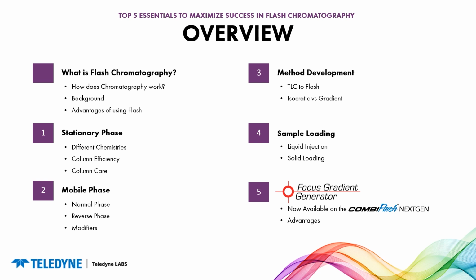Then we'll transfer on to the mobile phase. We'll talk about the difference between normal and reverse phase. We'll also talk about modifiers and how adding these modifiers can give us better resolution. Then we'll talk about method development. We'll talk about going from TLC to Flash, and we'll also talk about isocratic versus gradient and step gradients and all those different methods and what the benefits are for using those different methods.